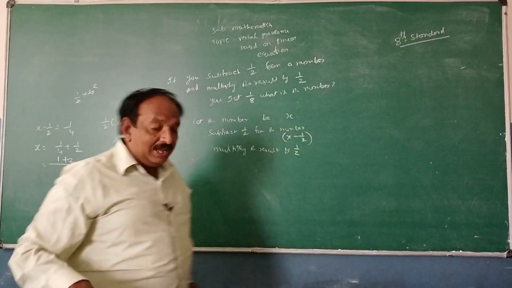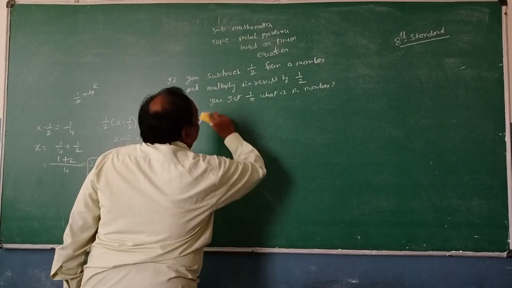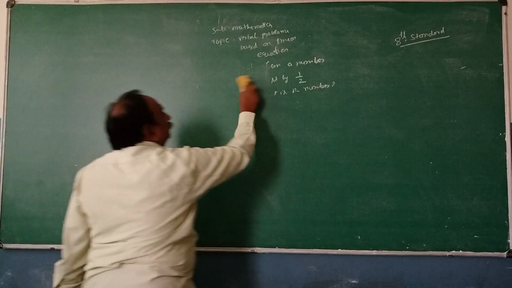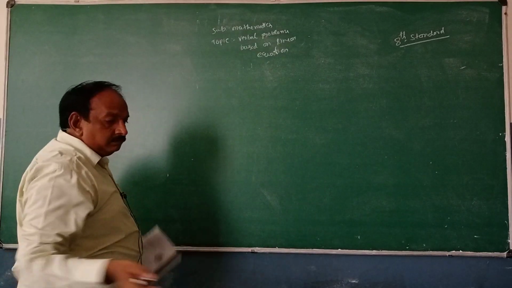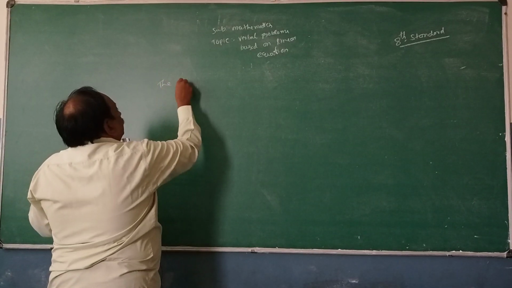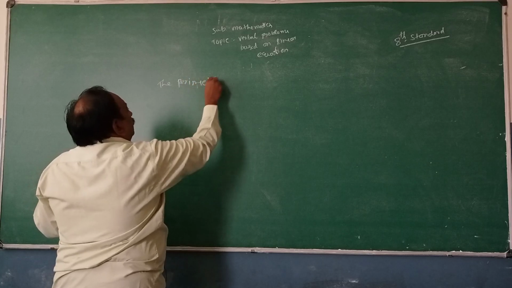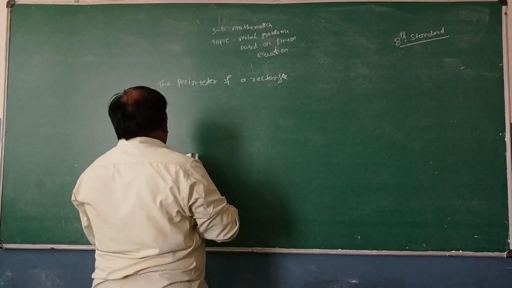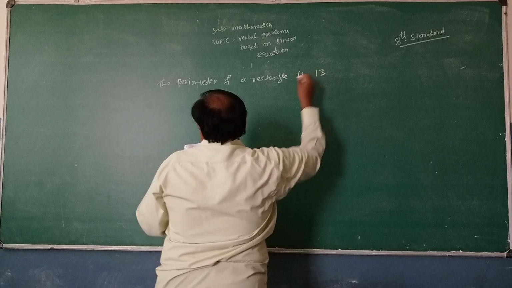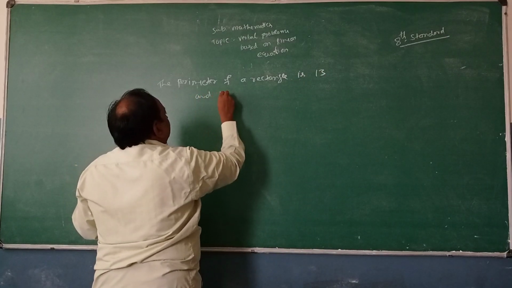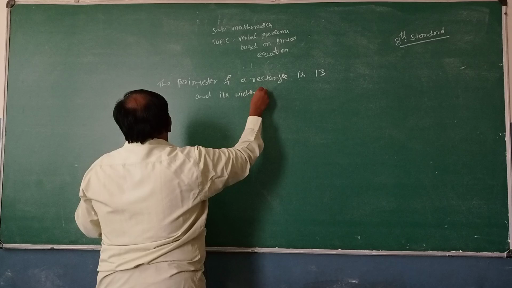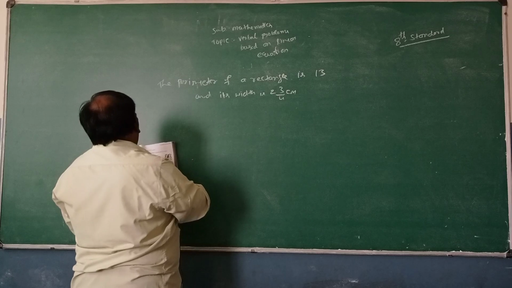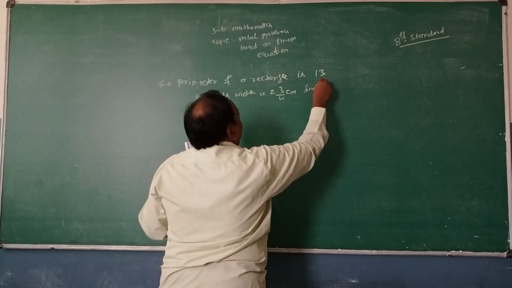The perimeter of the rectangle is 13 by 2 and its width is 2 3 by 4 centimeter. Find its length.